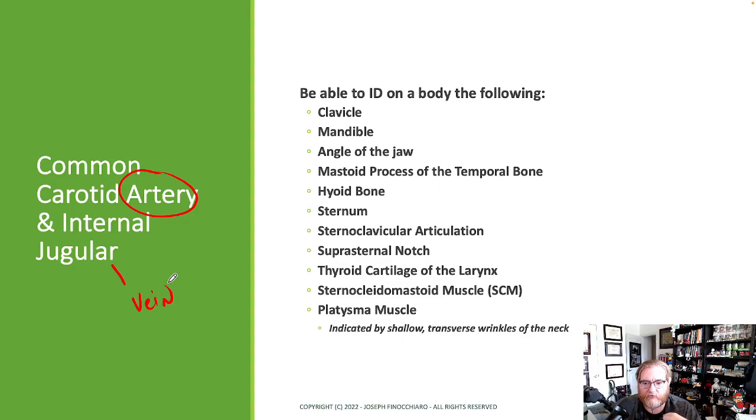So your collarbone, the angle of your mandible, the mastoid process of the temporal bone, the hyoid bone, the sternum, etc. All of these things play into your ability to find this, especially as you're starting off, so that you're able to locate it quickly and get on with business.